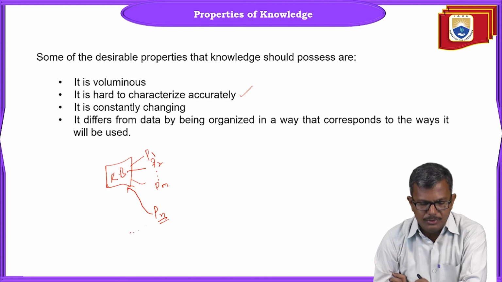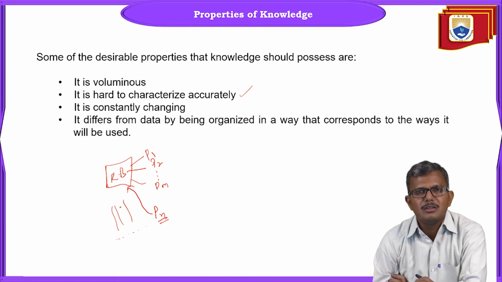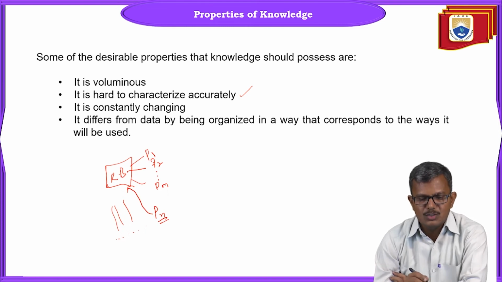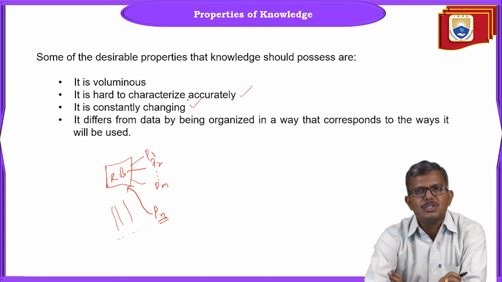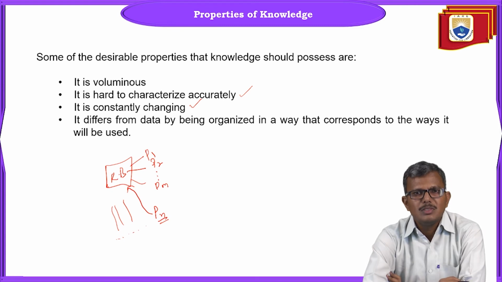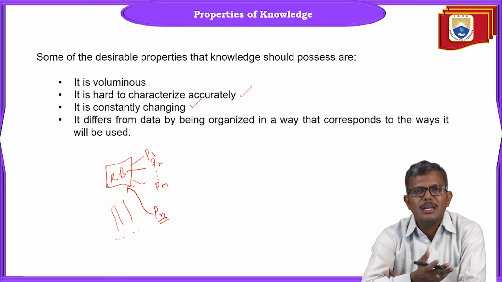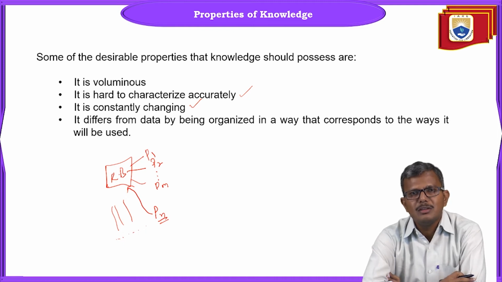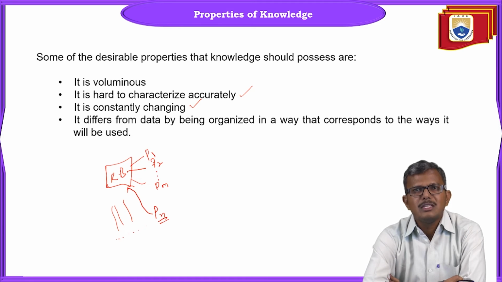Like that, plenty of research people are going to keep their knowledge in the knowledge base. So what is happening here? Regularly, the size of the knowledge is increasing. That's why we say that it is constantly changing. Changing means a newly created one can be added into it, or some kind of modifications may happen. Some kind of reconstructions also may happen.